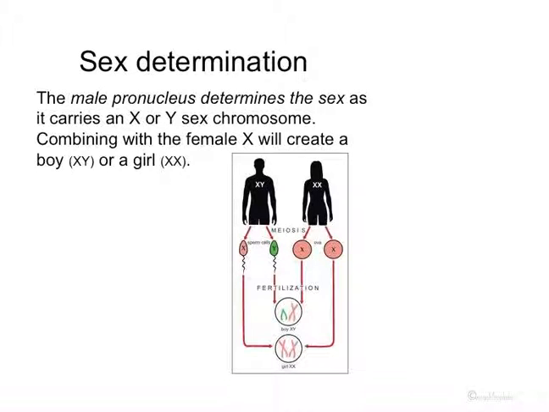The male pronucleus is the one that determines the sex, as it carries an X or a Y sex chromosome. The female has an X always, and so it will create a boy if it's an X and a Y, or a girl if it's two X's.